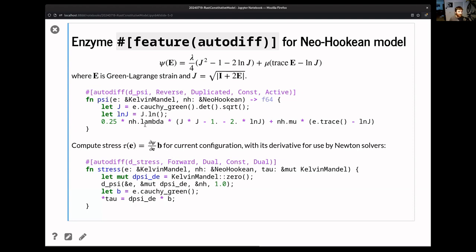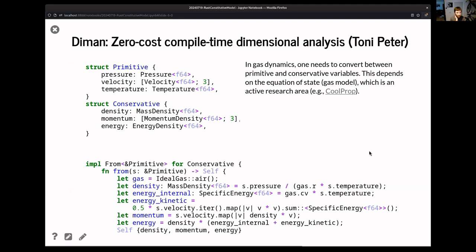So this is all nice. These derivatives, including the derivative of stress, are provided just by those autodiff attributes. Diman is a library that was actually presented by Tony Peter here last year, and it provides zero-cost compile-time dimensional analysis. So an example that I'll show here: in gas dynamics, you need to convert between what we call primitive and conservative variables. So here's an example of setting up those structs, and then we convert, and down here is where the equation of state shows up.